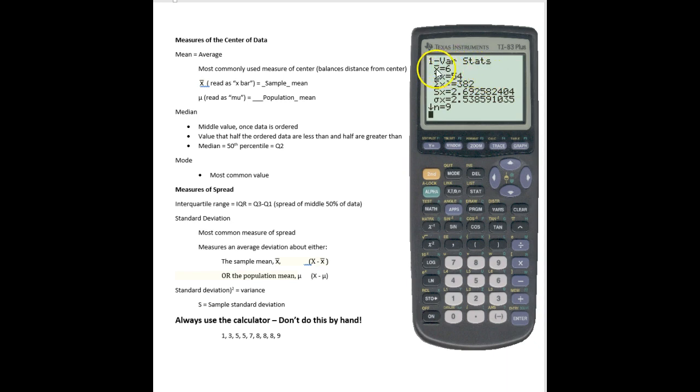So when we are looking at this information, what we will mostly use is the sample mean here, the standard deviation here, the number of data values, and then the minimum, Q1, median, Q3, and the max.